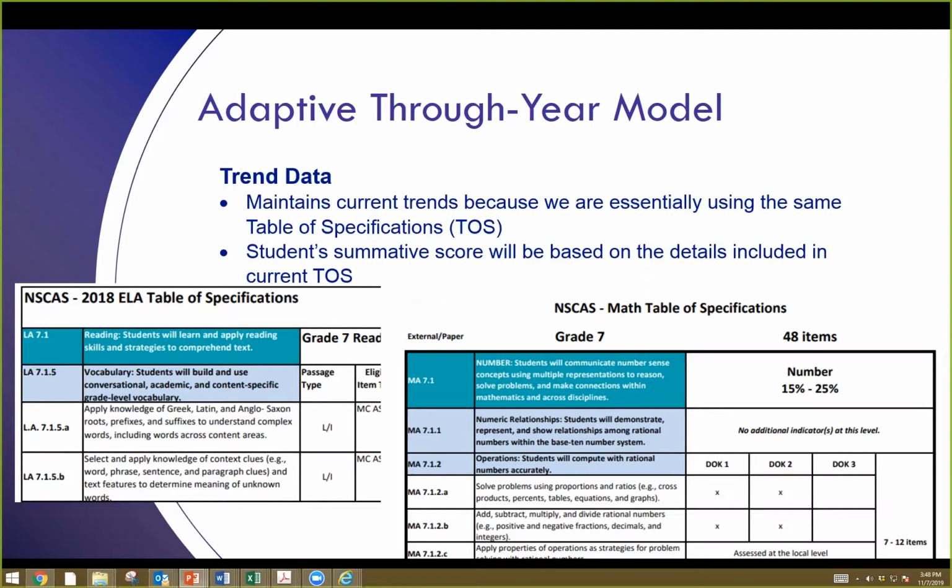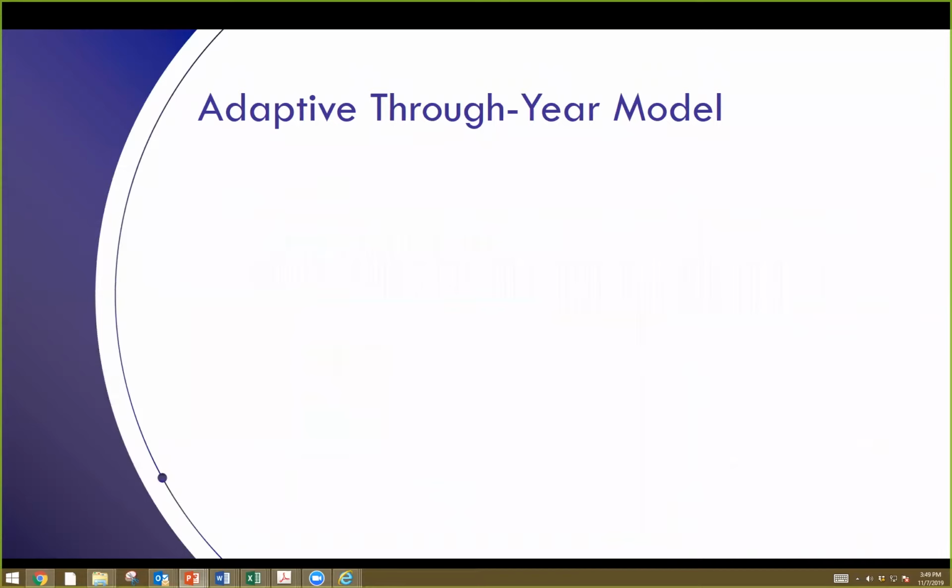And so we're going to be able to continue to look at trends over time. We won't have to break that trend. So we'll be able to even look at this year, next year, the next year after that. How are we doing? How are we growing? How are we improving? So this model allows us to maintain that trend going forward.